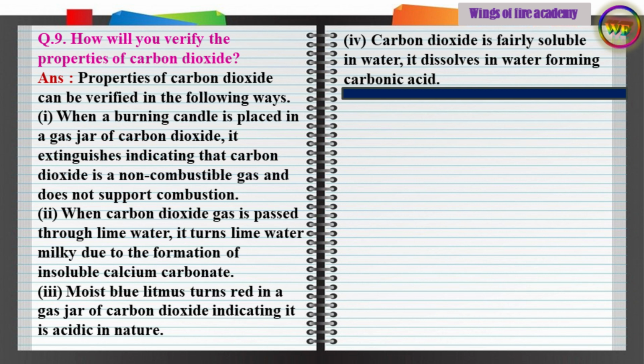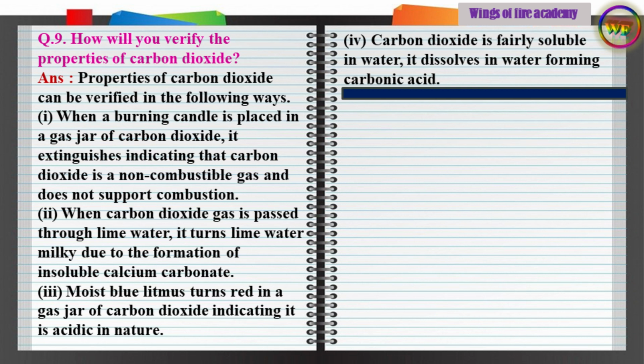Question 9. How will you verify the properties of carbon dioxide? Answer. Properties of carbon dioxide can be verified in the following ways. 1. When a burning candle is placed in a gas jar of carbon dioxide, it extinguishes, indicating that carbon dioxide is a non-combustible gas and does not support combustion.